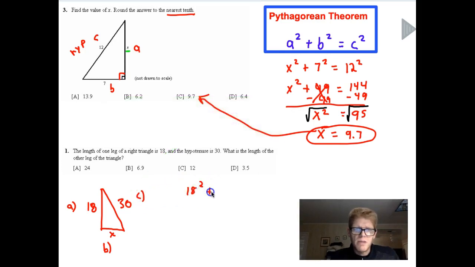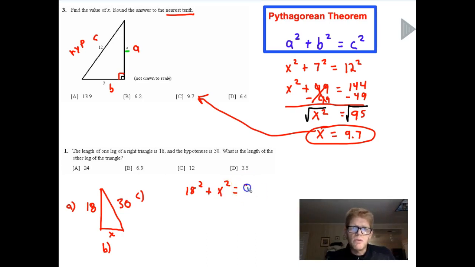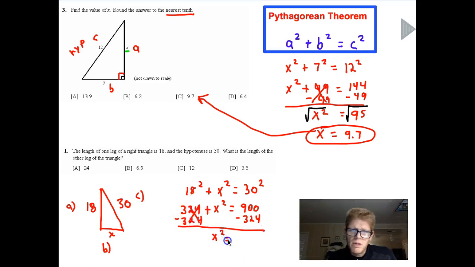18 squared plus x squared is equal to 30 squared. You can punch those values in your calculator and you'll get that 18 squared is 324, plus x squared is equal to 30 squared, which is 900. Once again, we're going to subtract 324 from both sides, which gives us x squared is equal to 576. Once again, we need to take the square root of x squared to get x. Therefore, we'll take the square root of 576, and that leaves us with x on the left side, and the square root of 576 turns out to be 24. And that is our answer. And there it is, letter A.